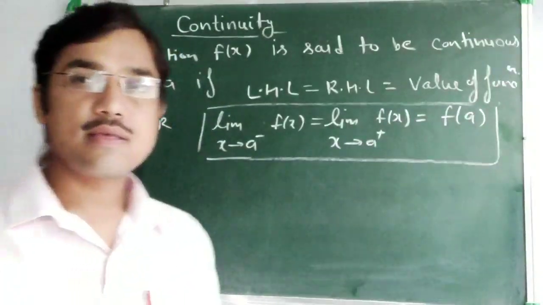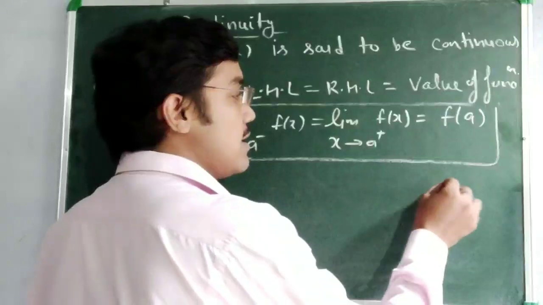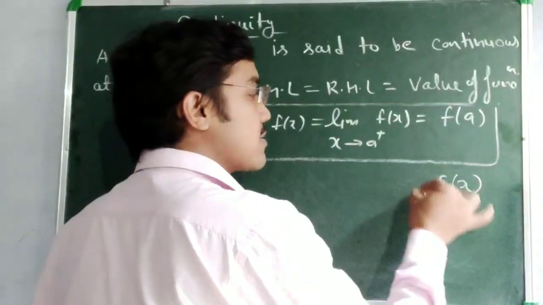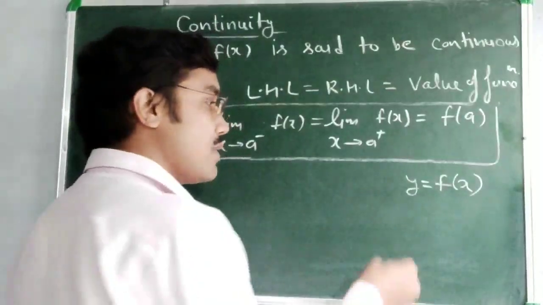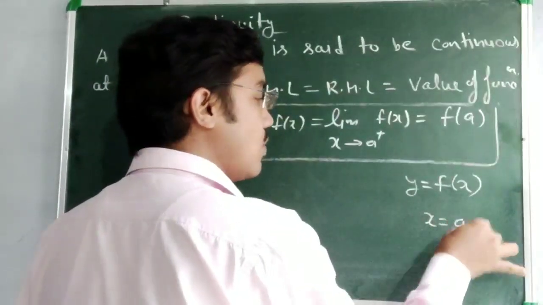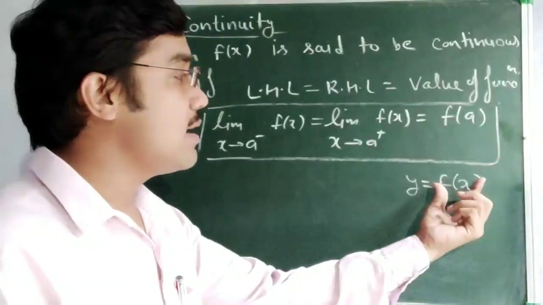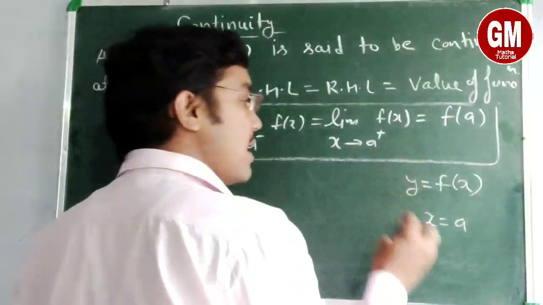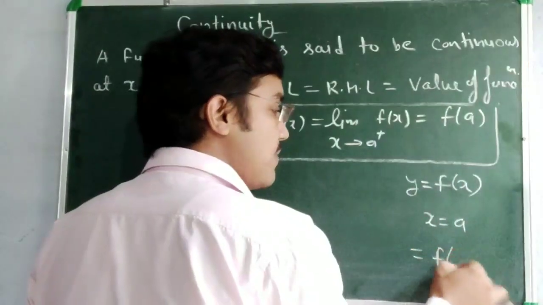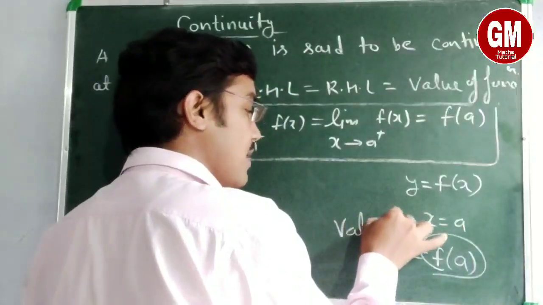We have not yet discussed the meaning of f(a). Suppose f(x) is any function, y equals f(x), and we have the value x equal to a. We substitute x equal to a in the function and we get f(a). This f(a) is called the value of the function.